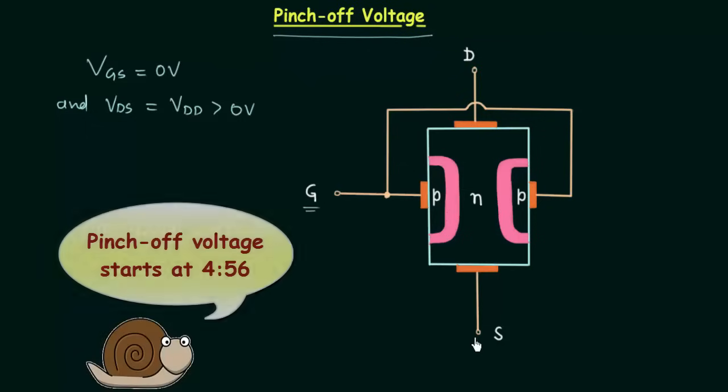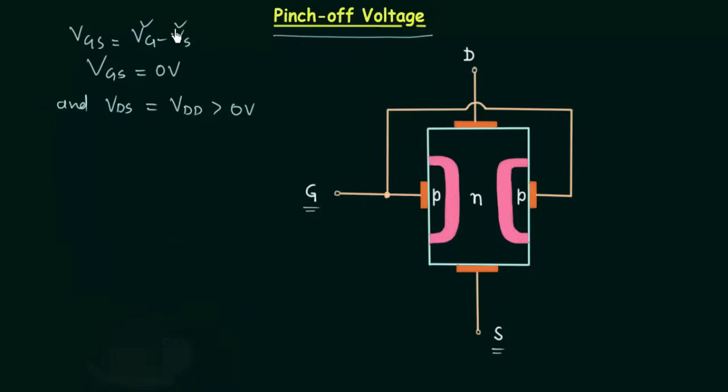The gate terminal and the source terminal are having the same potential. Because of this, VGS is equal to 0 volt. VGS is equal to VG minus VS. When VG is same as VS, the potential difference is equal to 0 volt. So I will connect the gate terminal to the source terminal and I will connect ground to the source.